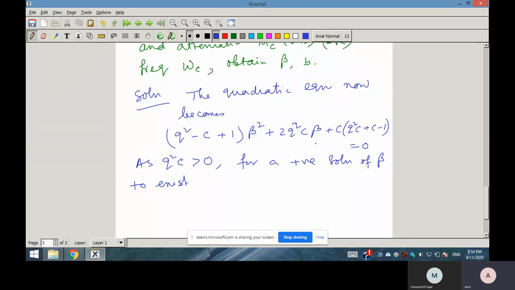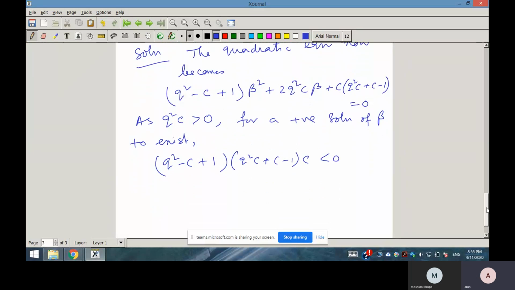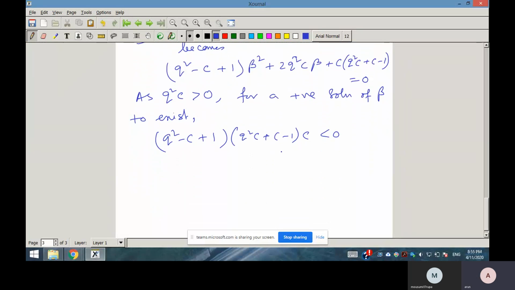There it will be a into c less than 0, as I discussed in the last class. So here also, a is this one, and c is this whole term. So for a positive solution of beta to exist, what is the condition? Q square minus (C plus 1) into (Q square C plus C minus 1) into C should be less than 0. Now the situation, now we'll see what is your C.